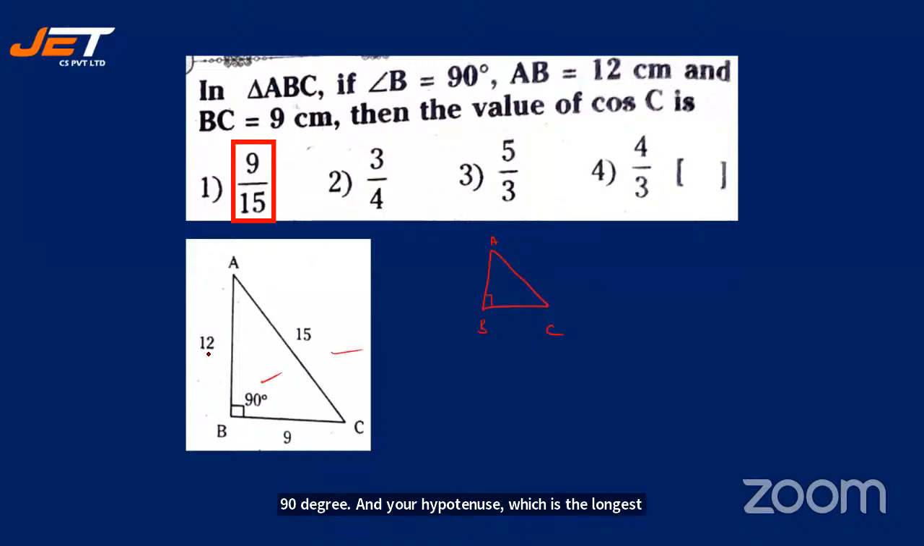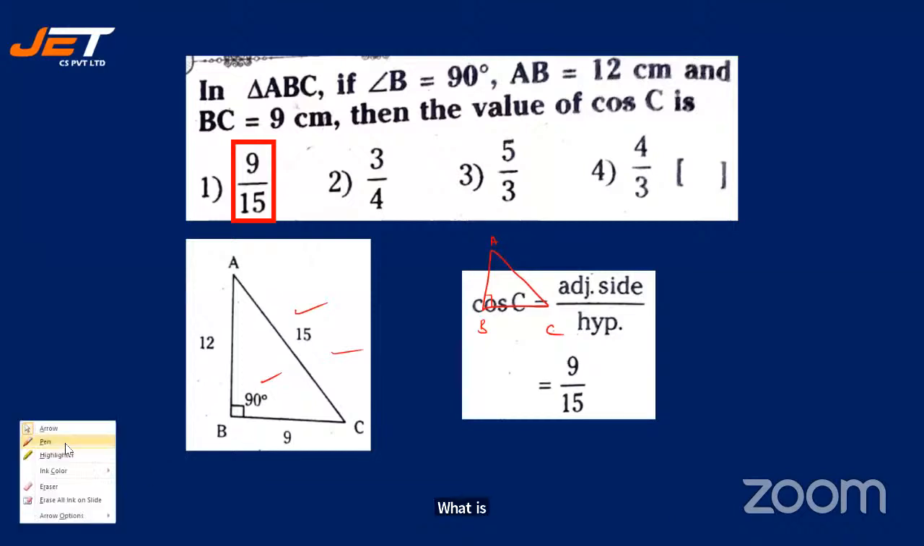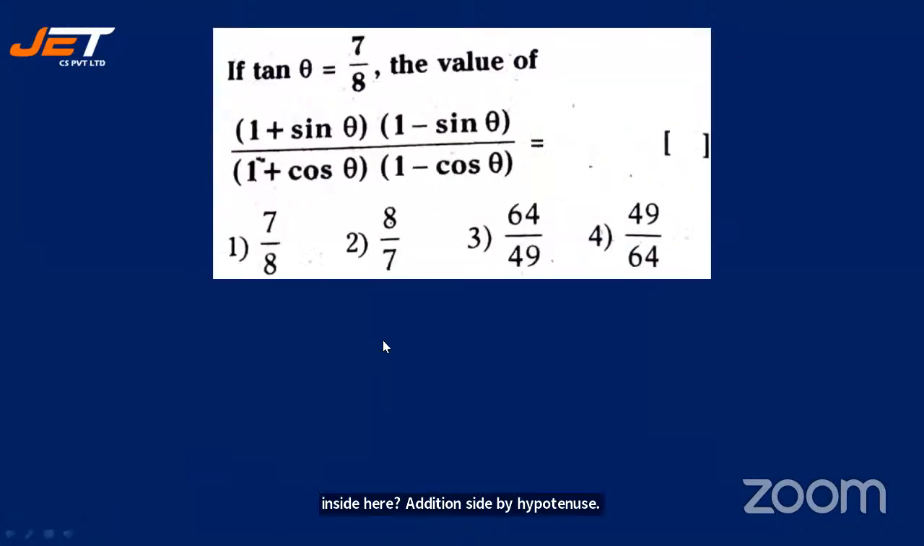How do you find that? Root of 12 square plus 9 square. So you will get the value as 15, because BC is 9 and AB is 12. Now you have to find the value of cos C. What is cos C? It is adjacent side by hypotenuse. This is opposite. All right? Yes, excellent. See the next question.